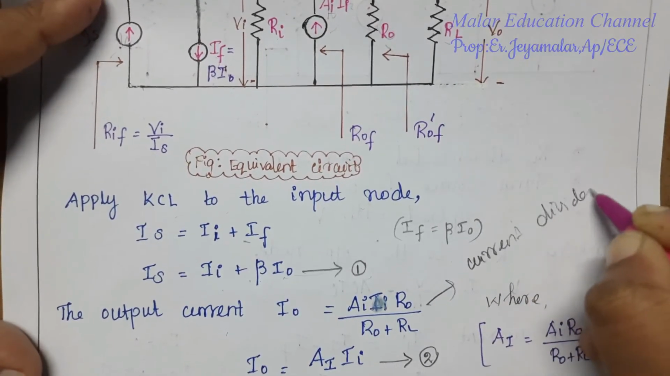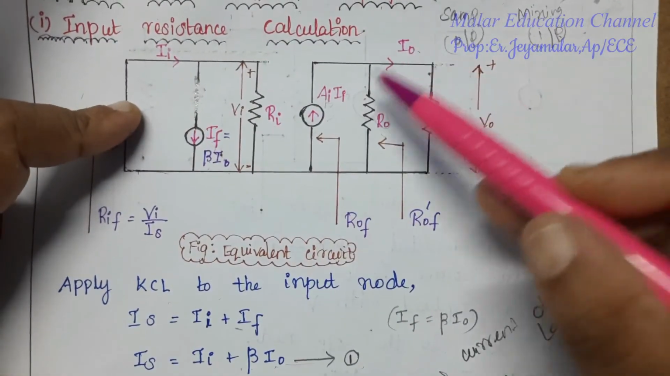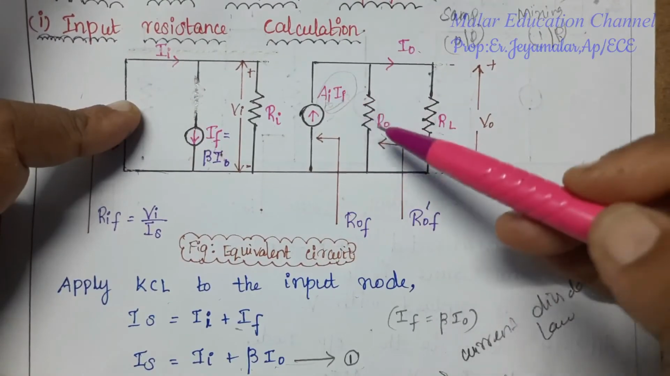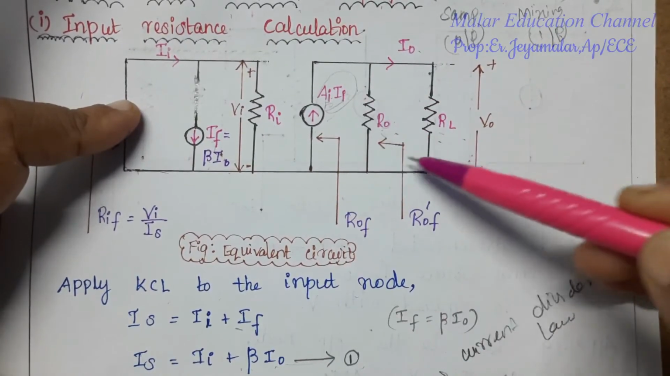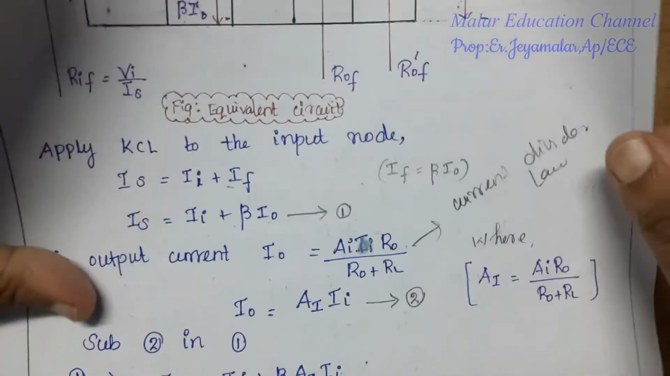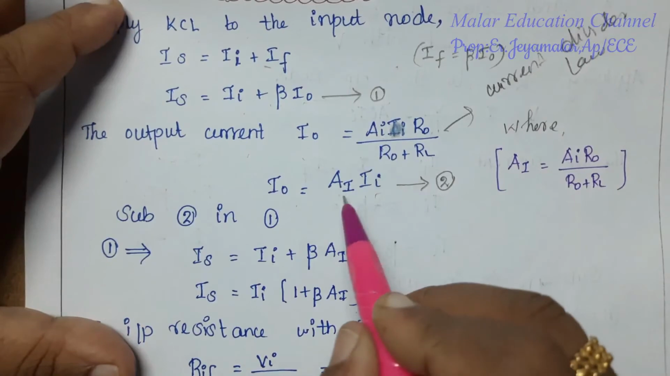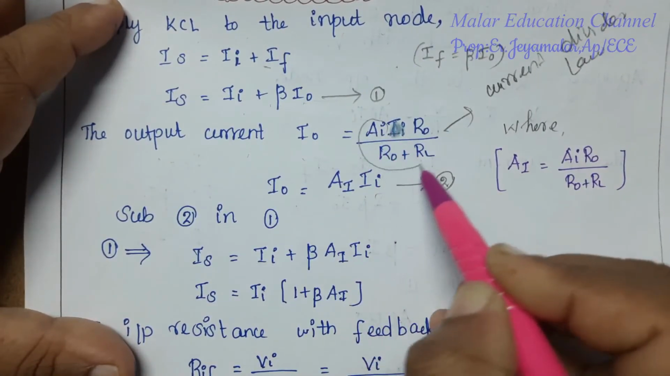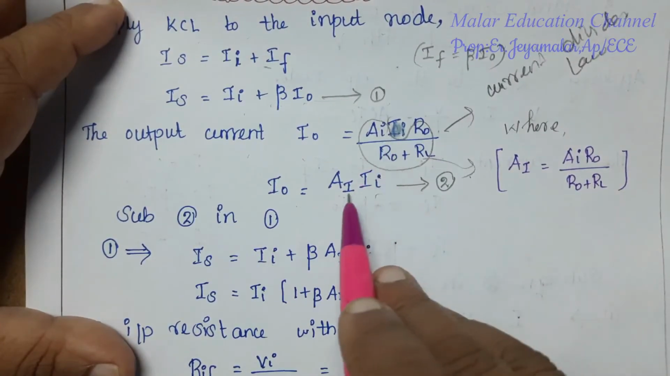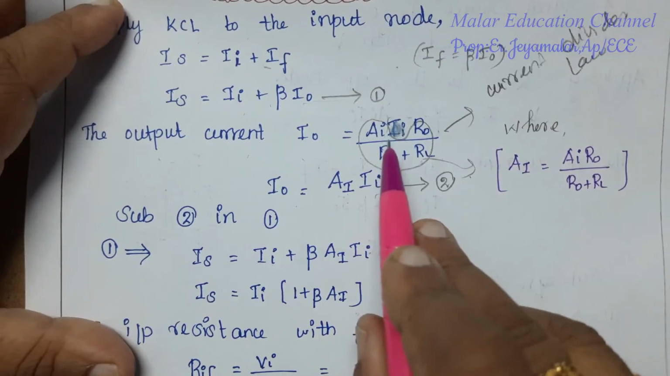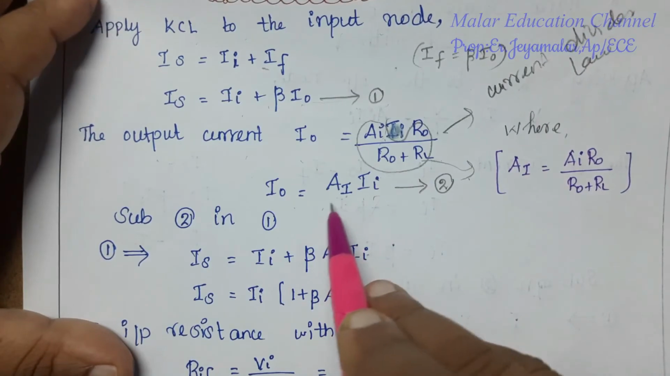Next step, the output current using the current divider law: I naught equal to AI into II into R naught, the whole divided by R naught plus RL. Next step, I naught equal to AI into II. The whole term, take it as capital AI. See the difference between small i and capital I: small i is without the load resistor added, and capital AI is with the load resistor added.